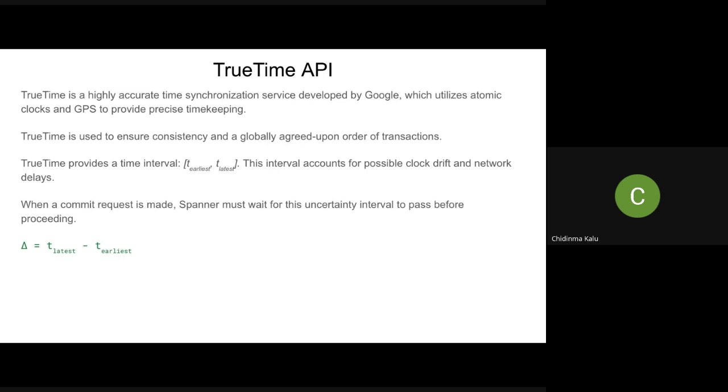The TrueTime API accounts for clock drift by returning a time interval: there's T earliest and there's T latest. T latest accounts for the estimated clock drift, and that way, when a commit request is made, Spanner must wait until this time interval has passed. It has to wait until T latest has passed, and that's when it commits the request. I don't know if that makes sense.